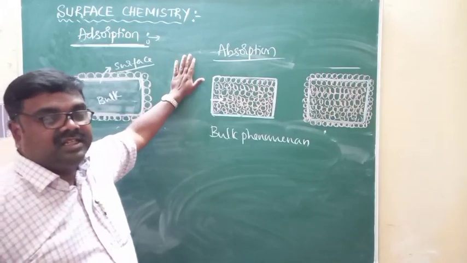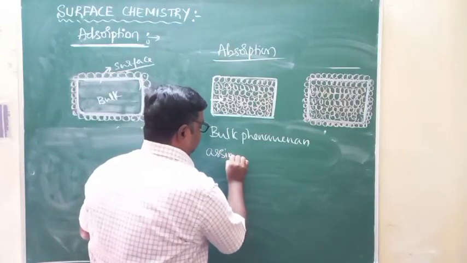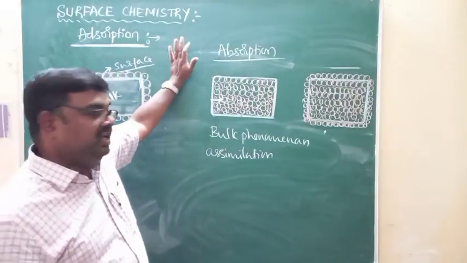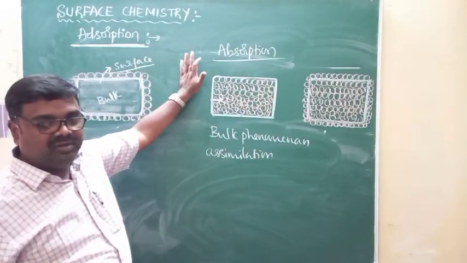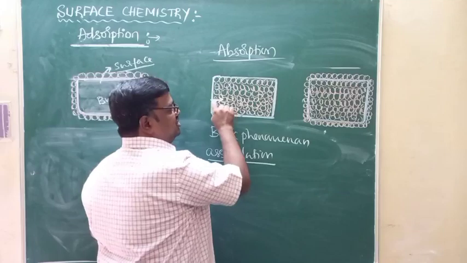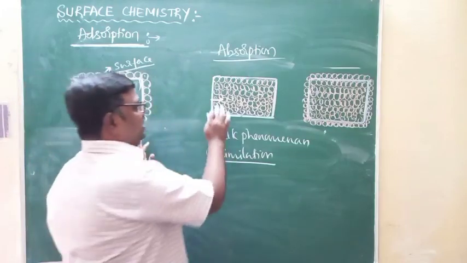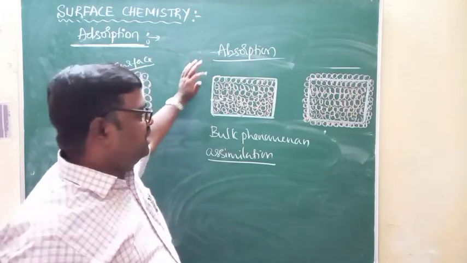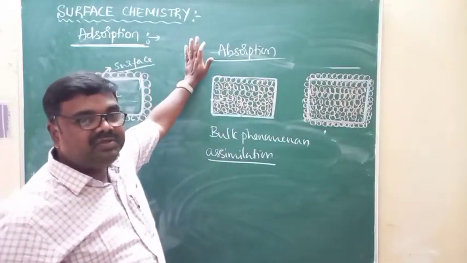As far as absorption is concerned, absorption refers to the process of assimilation of molecules of a substance uniformly throughout the bulk of a solid or liquid, and that is called absorption. Or you can say absorption refers to the process in which the molecules of a substance penetrate uniformly throughout the bulk of the solid or liquid, and that is called absorption.